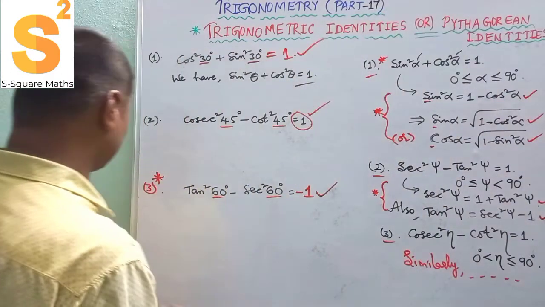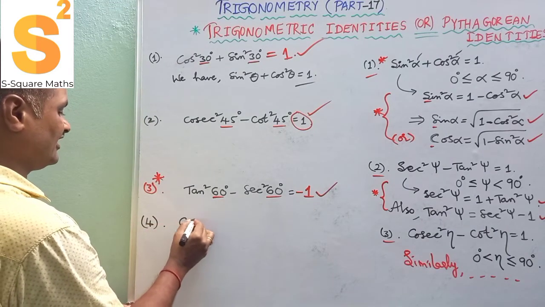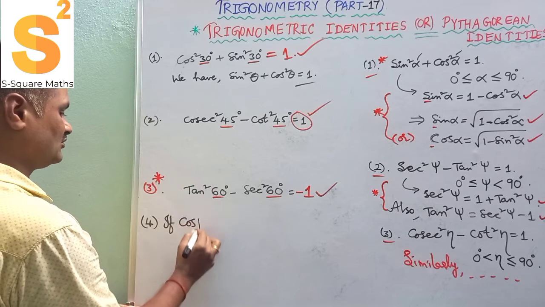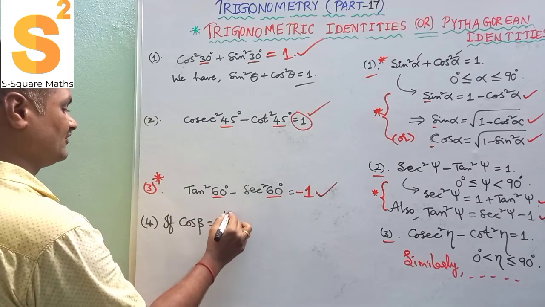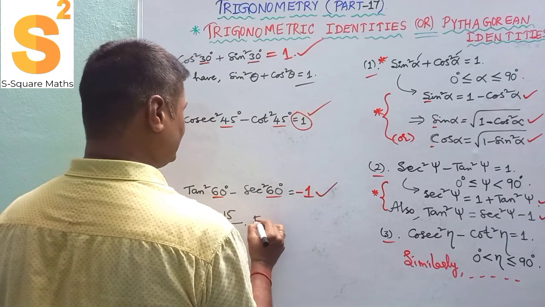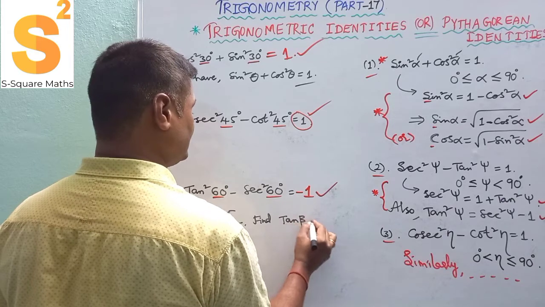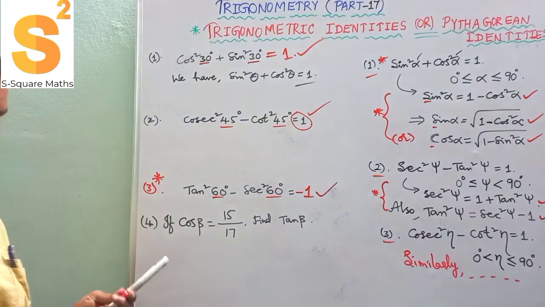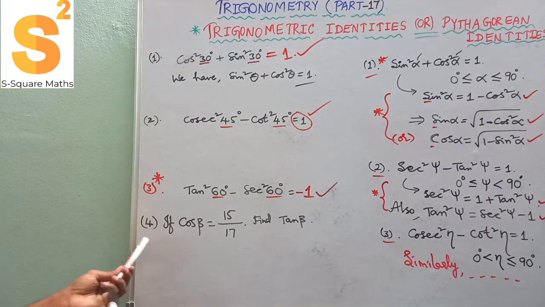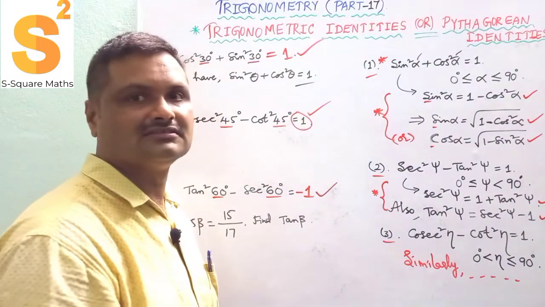Next, last but not the least here, if cos beta is equal to 15 by 17, then find tan beta. So this is the question. So let us go through how to implement these trigonometric identities here.